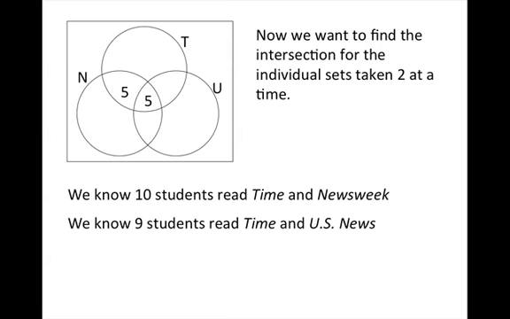Next, I know 9 students read Time and U.S. News. So look at the intersection for Time and U.S. News, and that's this oval right here. That oval is going to contain 9 students. I already have 5 that read all 3, so that's going to leave me 4 that read just Time and U.S. News.